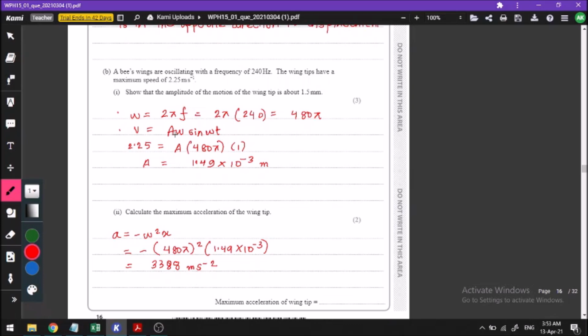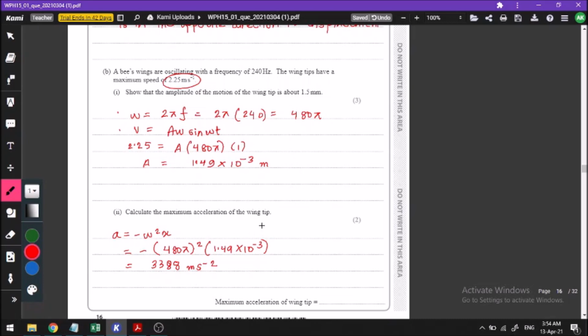The a means amplitude, v means the velocity, omega means the angular velocity, and omega t means time. So for the maximum velocity, we know that sine omega t will be 1. So 2.5 is the velocity that we found over here, a is the amplitude we don't know, omega we found in this part, and sine omega t will be 1 for the maximum velocity situation. So the amplitude will be 1.49 times 10 to the power minus 3 meters, which is about 1.5 millimeters as shown.